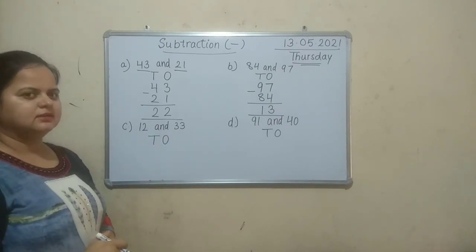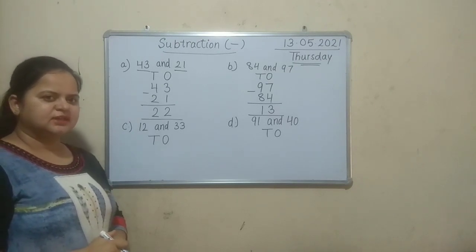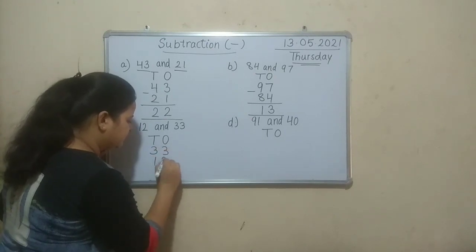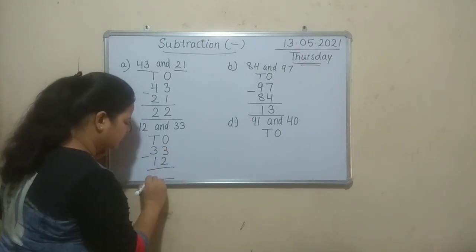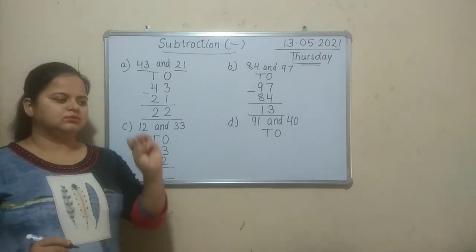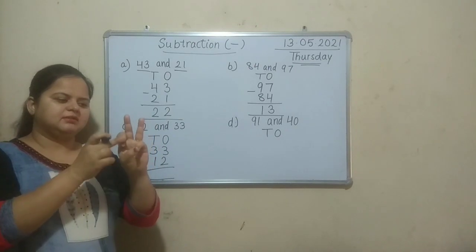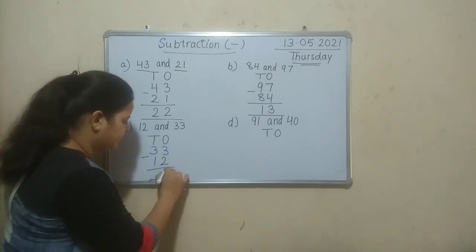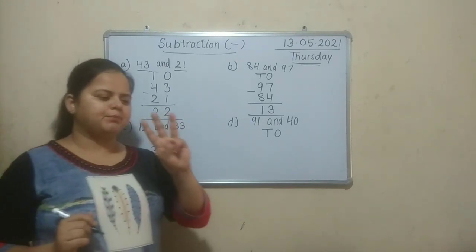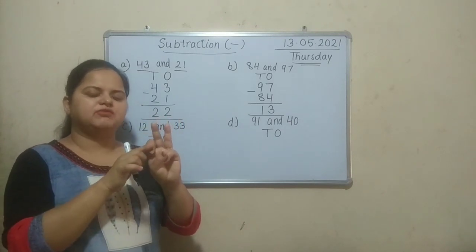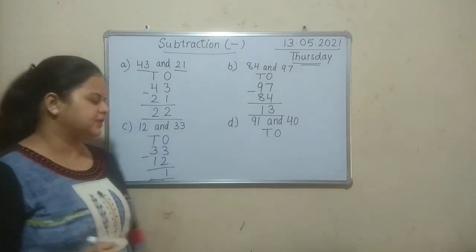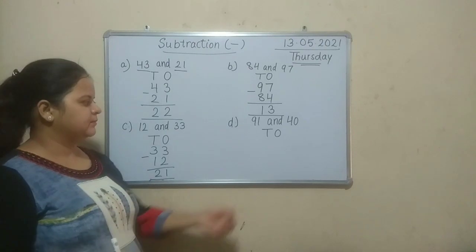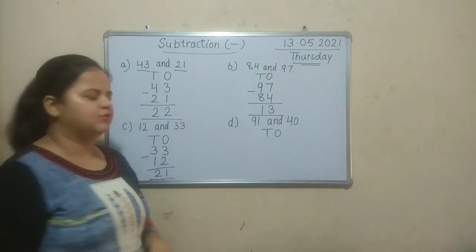12 and 33. Which is bigger? No, 12 is smaller than 33. So we will write 33 first and 12 below it. Make a sign of subtraction. 3 minus 2. Open 3 fingers and close 2 of them, and we have left only 1 now. 3 minus 1. Again open 3 fingers and close only 1. Now we have left 2 fingers. So we will write the number 2 here. 33 minus 12 is 21.